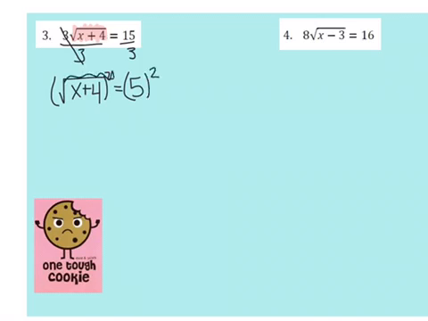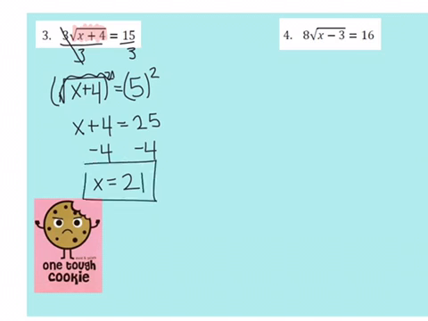That all cancels, and I'm just left with x plus 4 equals 5 squared, which gives me 25. And now this is where step 3 comes in. I need to solve for the remaining variable. So I need to get x alone. To get x alone, we need to subtract 4. So x is going to equal 21.